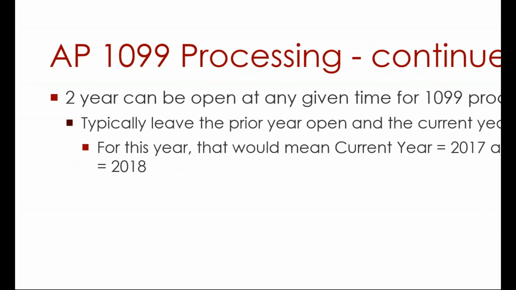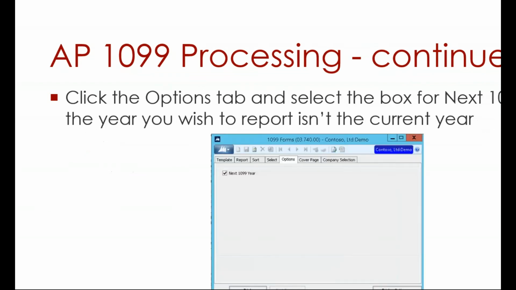Printing the 1099s for 2018 would then be the default. So if you have 2018 and 2019 open, the default year that it prints for is going to be 2018. There is an option to print for the next 1099 year, or 2019, in the example I just provided. This is on the 1099 Forms report on the Options tab.